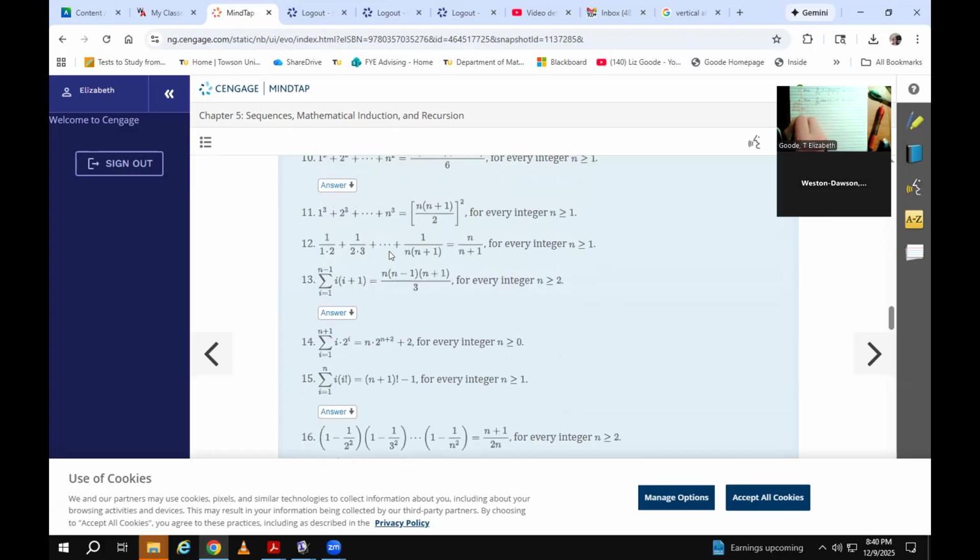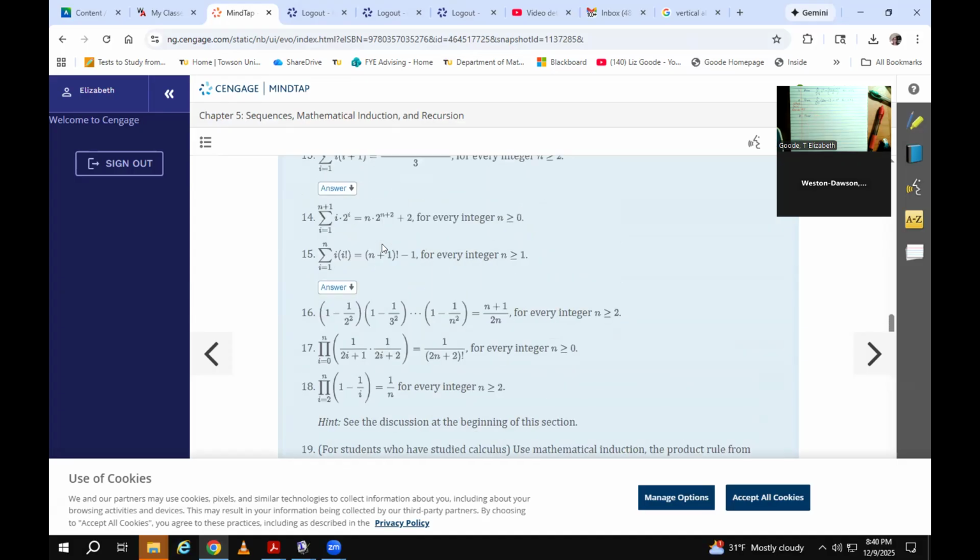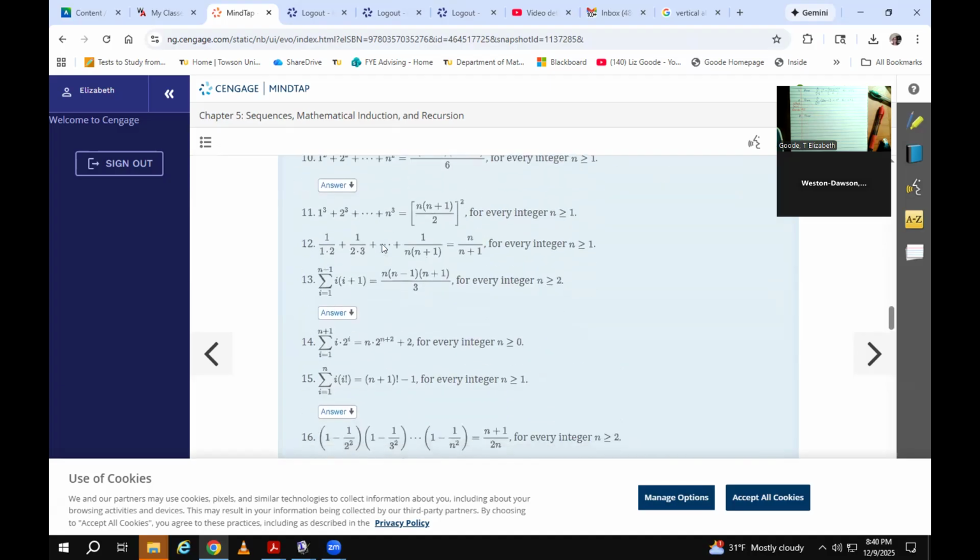We'll call that number three. We're going to prove, we kind of want a product though too. Well, number 12 is the sum from i equals 1 to n of 1 over i times i plus 1. How did I figure that out? Because they gave me the formula right here, 1 over n times n plus 1.